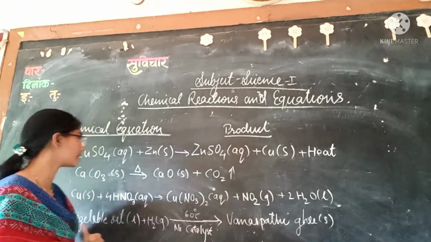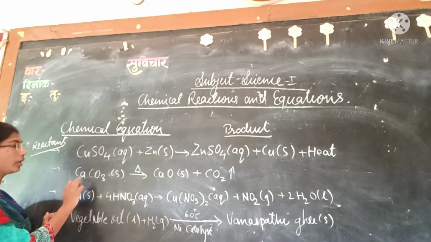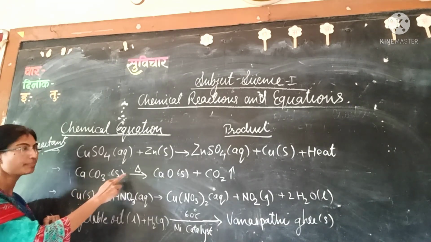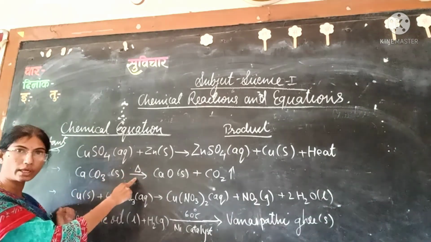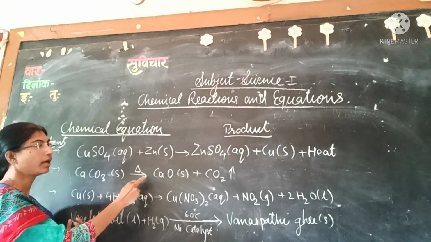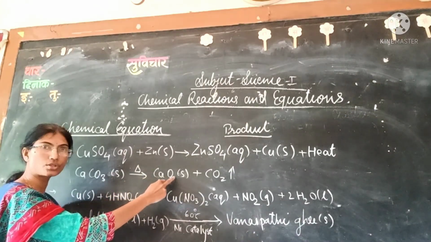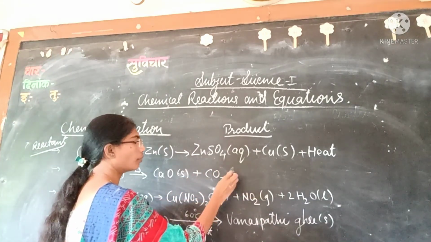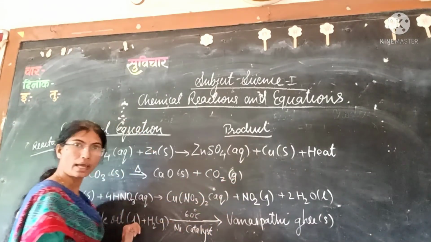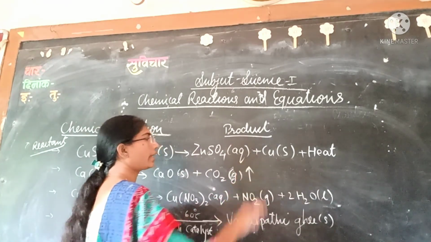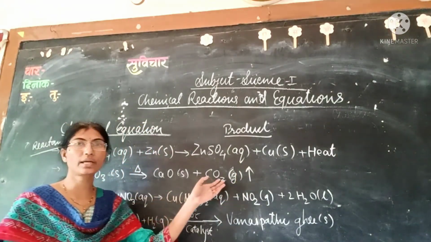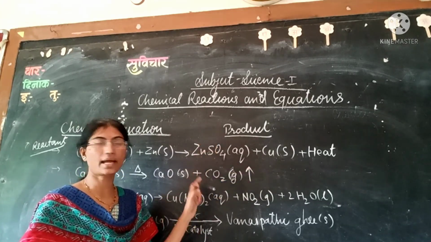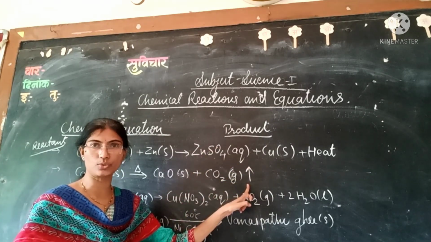Let's see one more example. Here calcium carbonate is in a solid state, so we write S. This symbol indicates that we are providing heat, we are heating this, and calcium oxide, which is solid, is formed, and carbon dioxide gas is formed, so we write G. As well, we make an arrow. Since carbon dioxide gas is going to be released, we mention an upward arrow mark.